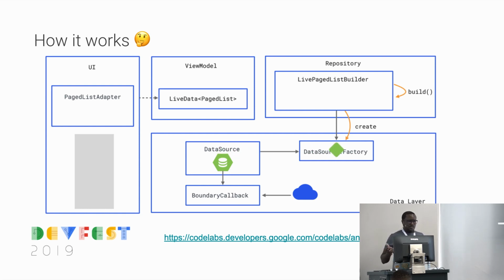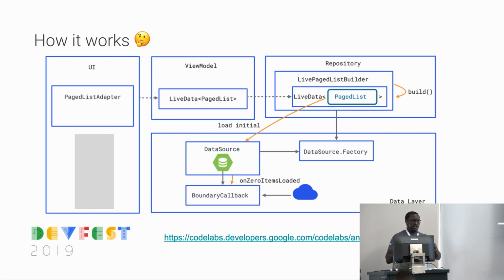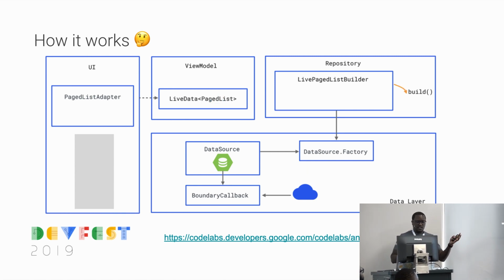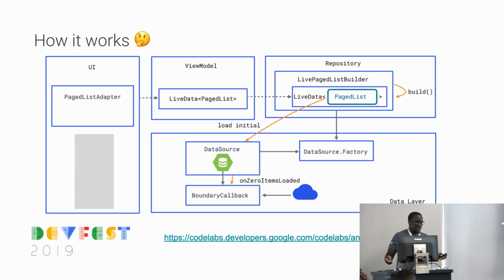And then you've got a repository, because we want our data to have a single source of truth. And then we've got our data layer, which is where we manage the fetching of the information and how to store it. In the data layer, we can see where our data structure is and how our data source and our data factory will integrate, and the boundary callback, which I'll explain very soon. And then the fancy little cloud there is your API information.